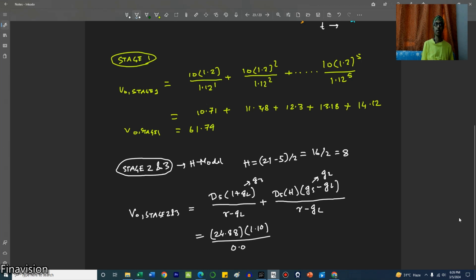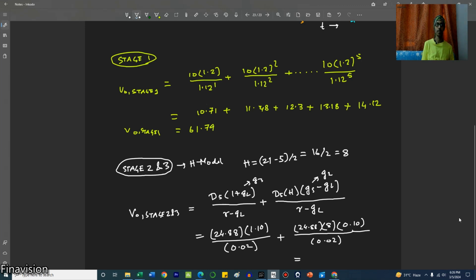it is 0.02 because GL is 1.1 plus again 0.12 minus 0.10, here it is 0.02, D5 is 24.88, H as we calculated is 8, this is 20% minus 10%, which is equal to 0.10.